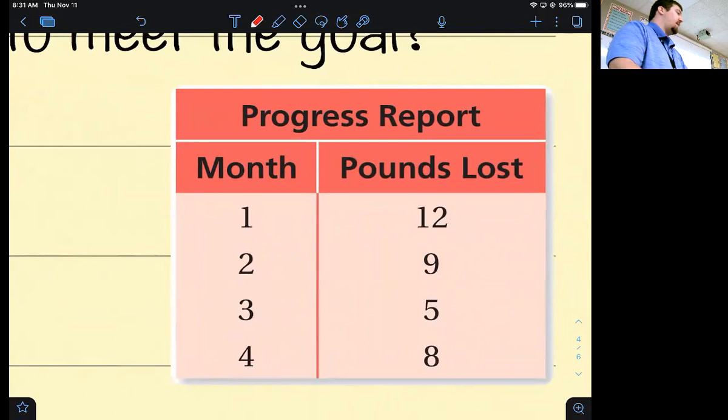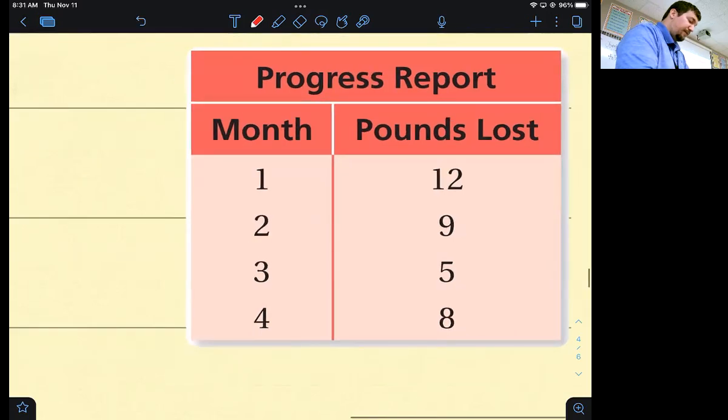Month 1, 12 pounds lost. Month 2, 9 pounds. Month 3, they lost 5 pounds. And then finally in month 4, they lost 8 pounds. Now this is a 5-month competition, so there is going to be a 5th month. But we don't know how much they lost that 5th month because it hasn't happened yet.